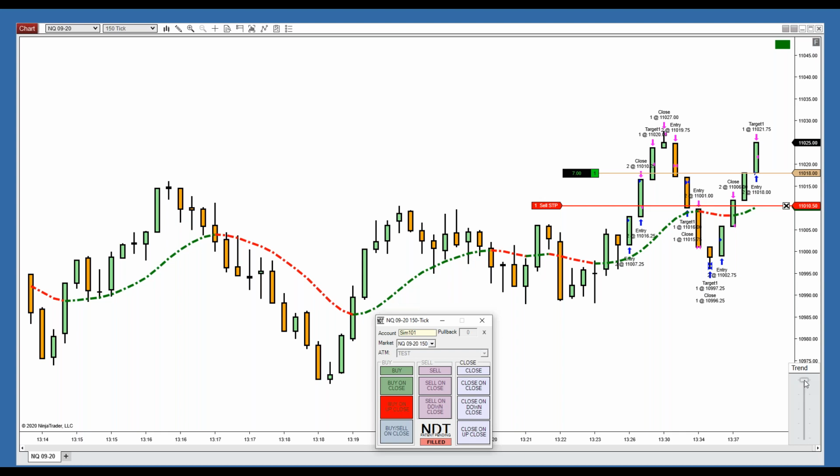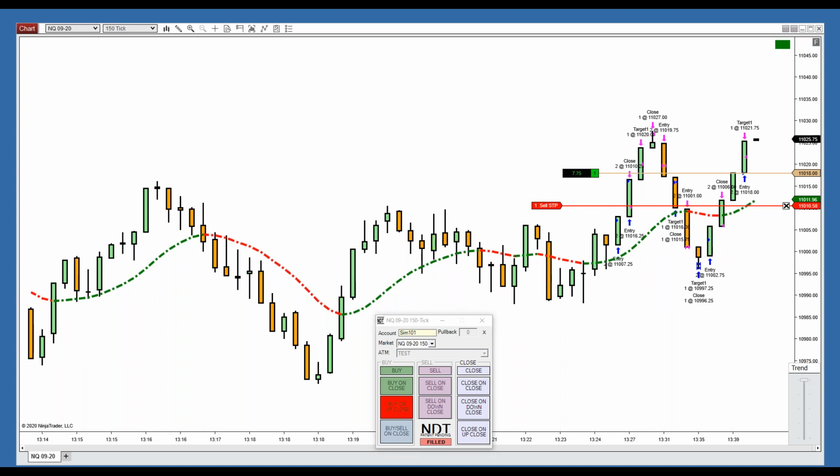So now I do want to show you this. This is a little bit more of a primitive trailing stop, but it might be one that you like. I just want to show you that you have the ability to use it if you want to. And again, it's pre-configured, so you don't have to worry about it.